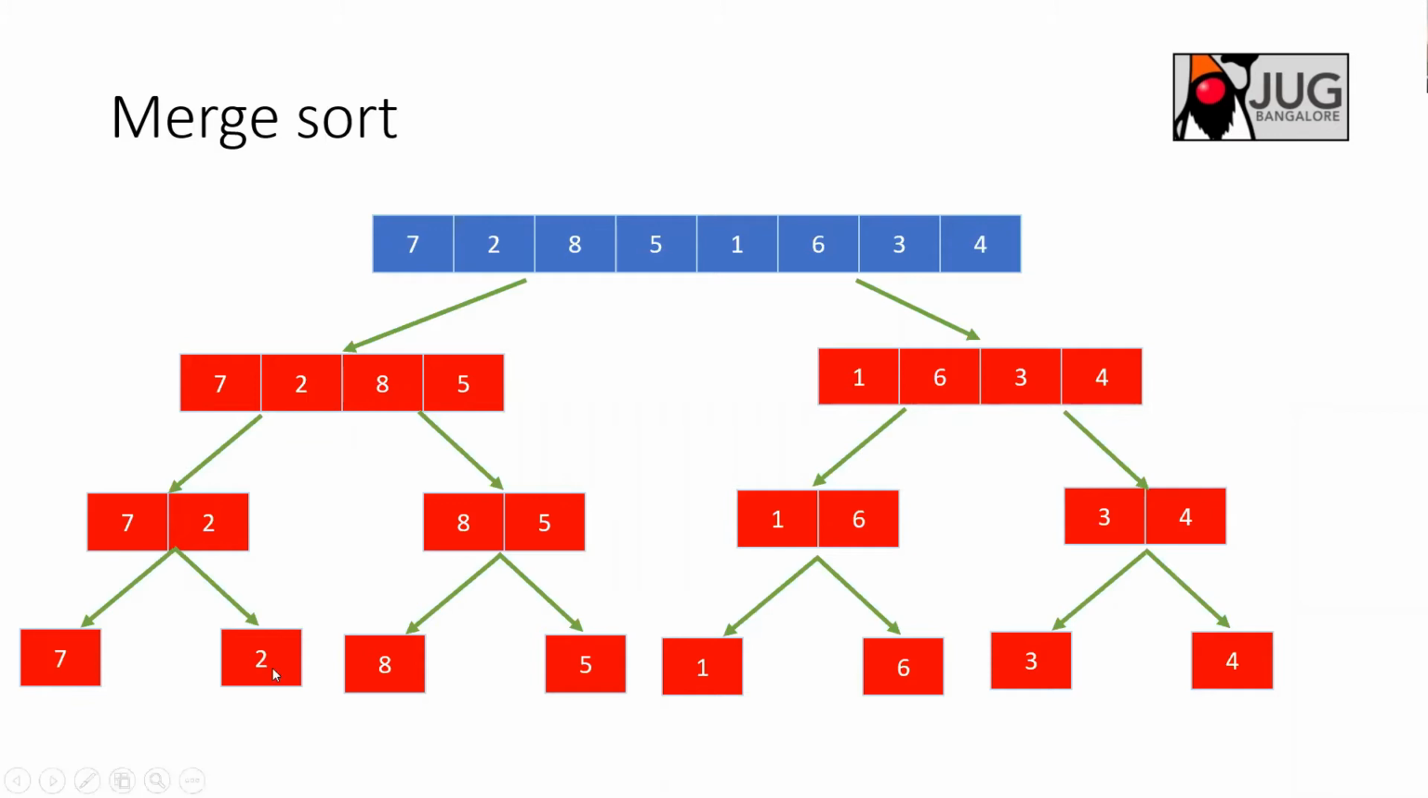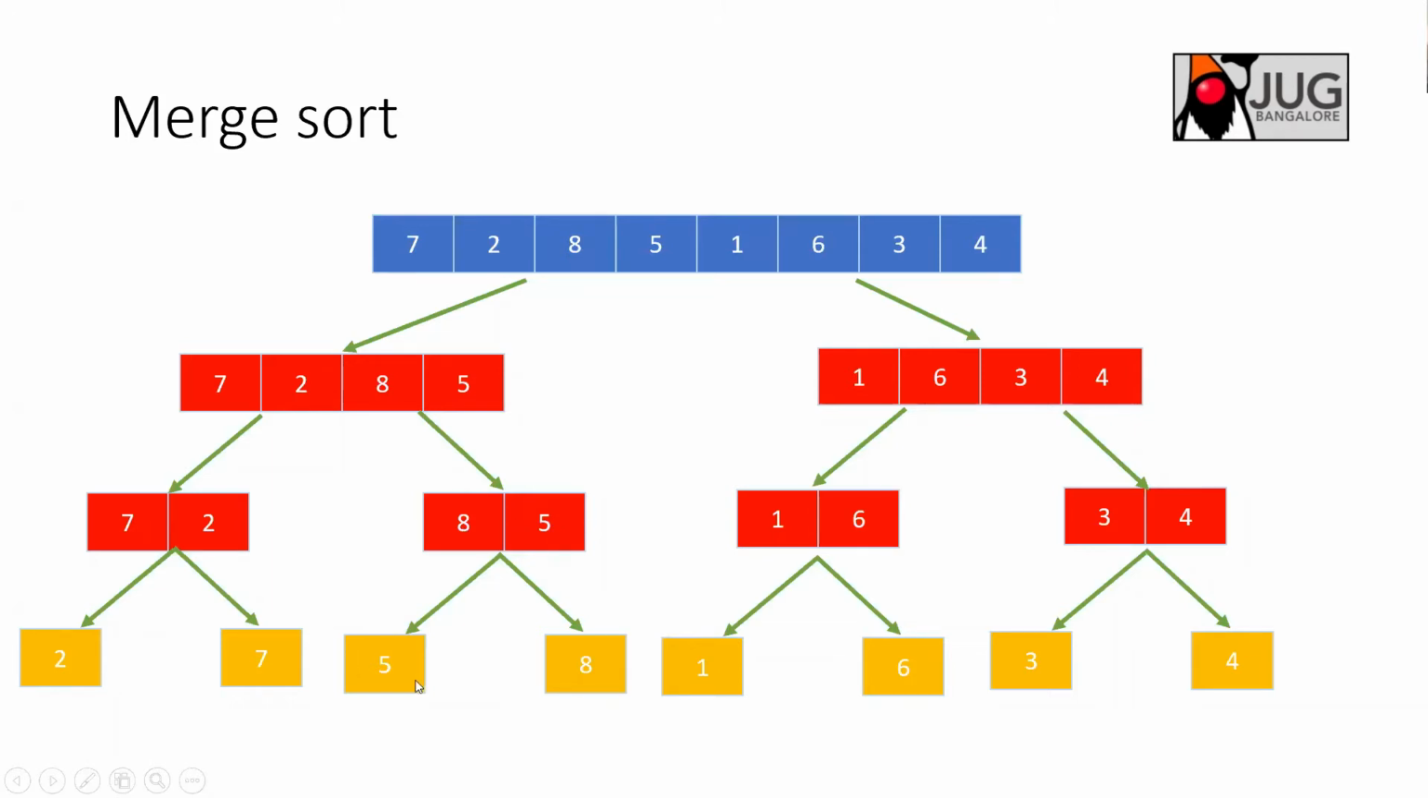So what you do here is call merge onto this. When you are doing merge, you compare and merge. For example, 7 and 2 you compare and place at the right place. 2 is less than 7, so 2 should come first and 7 will come after that. So 2 comes first and 7 comes here.